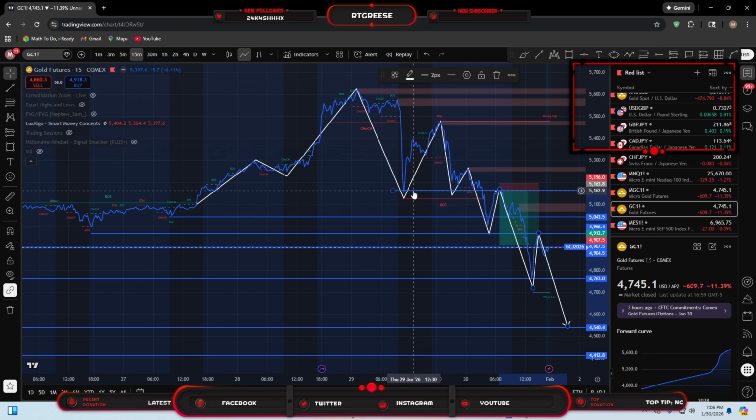So I use these lines. My lows I use white color. My highs I use blue. Highs and lows are just liquidity grabs. That's the best way I can explain it.